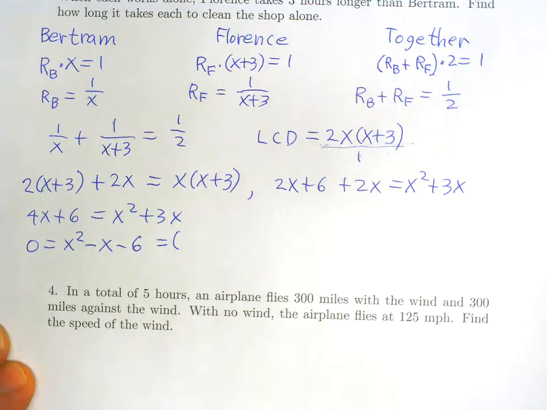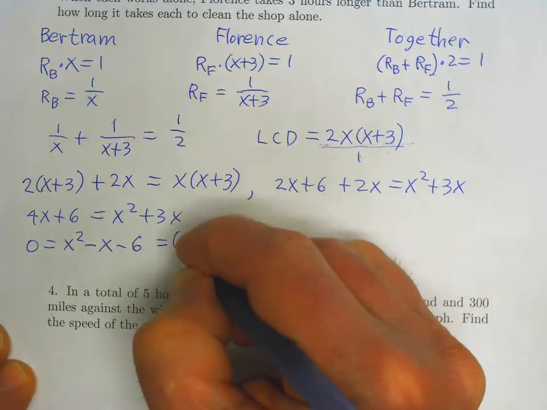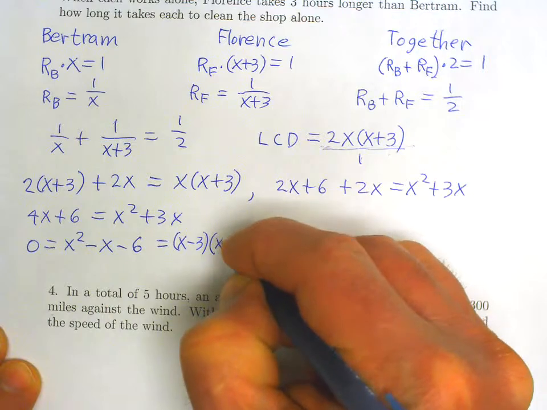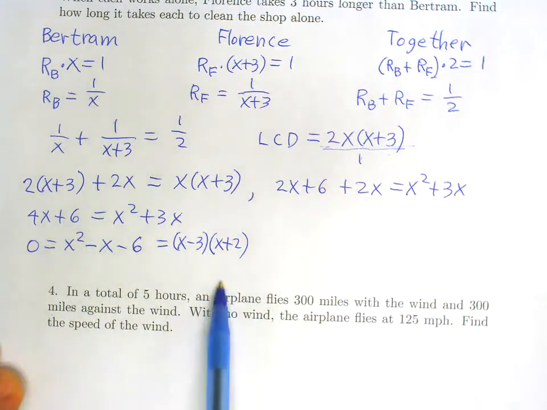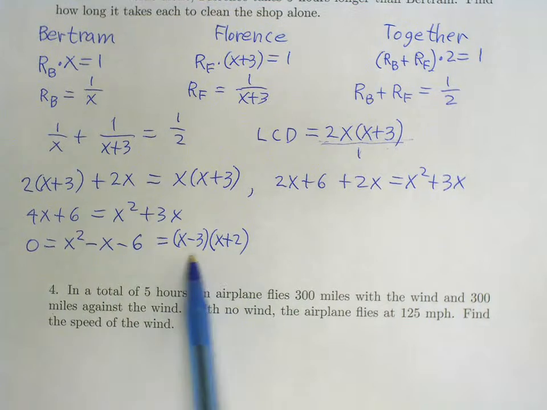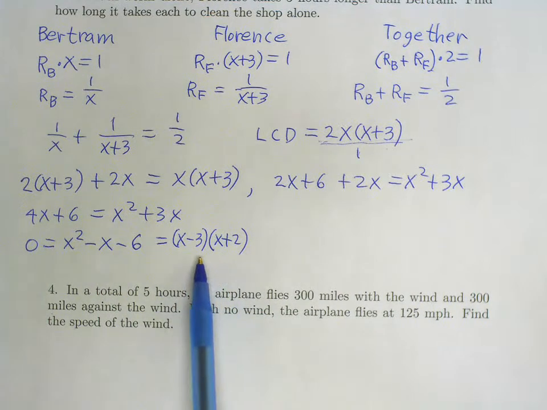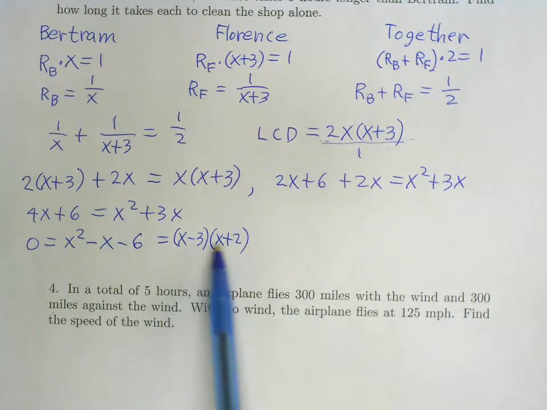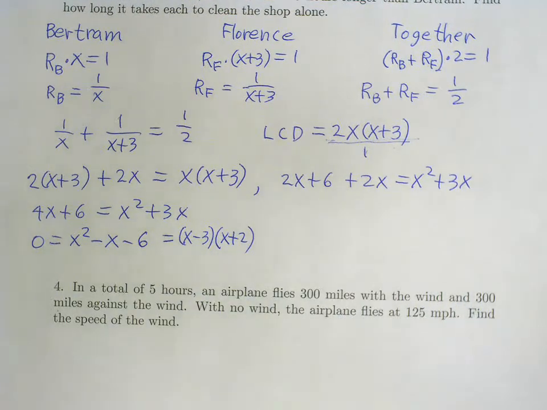So one of the factors is x minus 3, and the other factor is x plus 2. And if you're ever in doubt about your factoring, you can always multiply the factors. But yeah, this checks out. Just observe, negative 3 times 2 is negative 6. Negative 3 plus 2 is negative 1. Yeah, so that checks out.